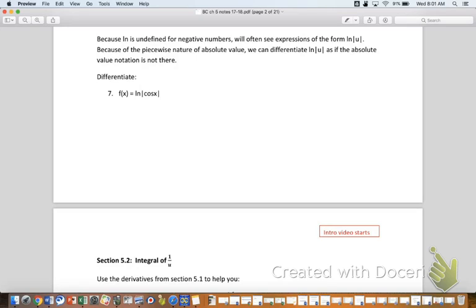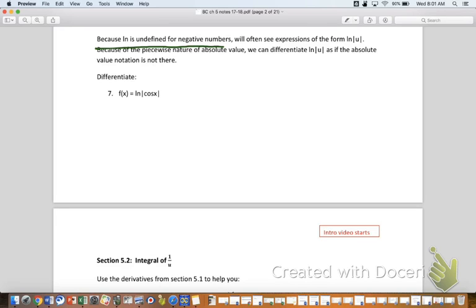So I want to just read this to you. You can kind of read along with me. It says, because natural log is undefined for negative numbers. And I put that in there as just sort of an assumption that you know that. You guys know that you can't do ln of a negative. What else can't you do natural log of? 0, yeah. Natural log of 0 is undefined as well.